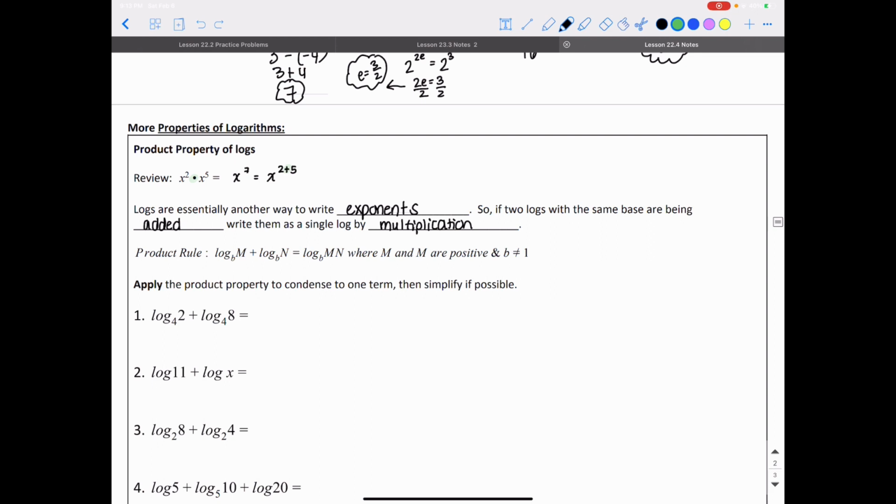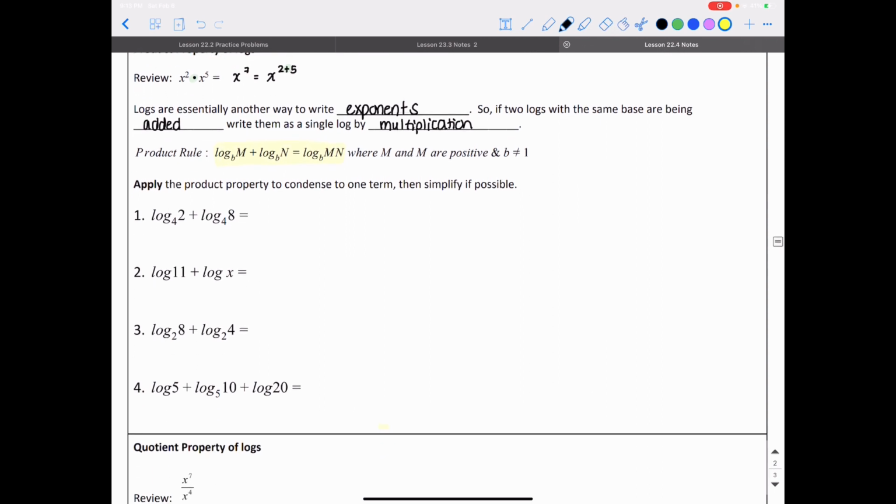Okay, and here is the actual rule. If I have log base b of m plus log base b of n, I'm going to combine them. They have to be of the same base for me to be able to combine them. To condense them into one, I would do log base b of m times n. So if they're being added together and they're the same base, I can combine them through multiplication.